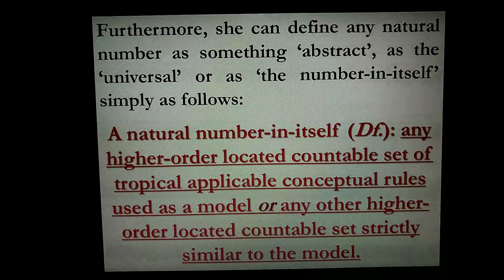Furthermore, she can define any natural number as something abstract, as the universal, or as the number in itself, simply as follows. A natural number in itself is nothing but any higher order located countable set of tropical applicable conceptual rules used as a model or any other higher order located countable set strictly similar to the model.